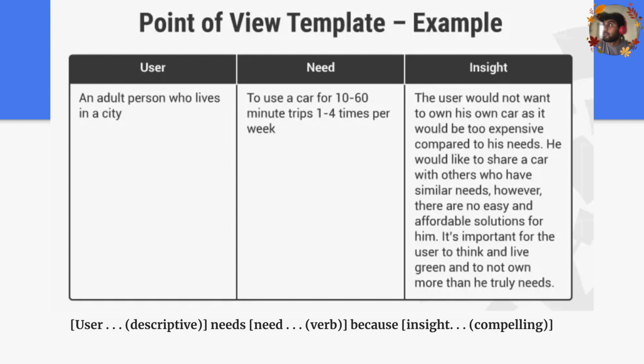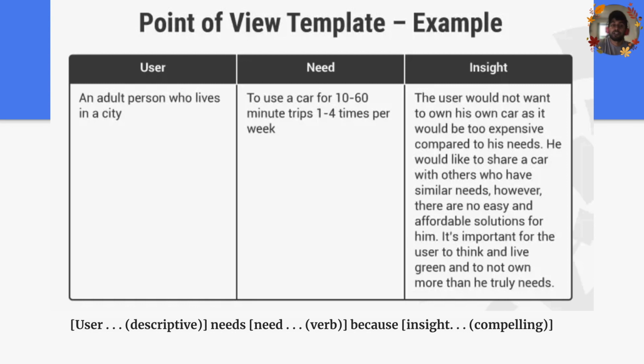So here's an example of that. Here we have a user who is an adult person who lives in a city. Their need is to use a car for 10 to 60 minute trips 1 to 4 times per week. And their insight is that the user doesn't want to own his own car, as it would be too expensive compared to his needs. He would like to share a car with others who have similar needs. However, there are no easy and affordable solutions for him. It's important for the user to think and live green and to not own more than he truly needs.